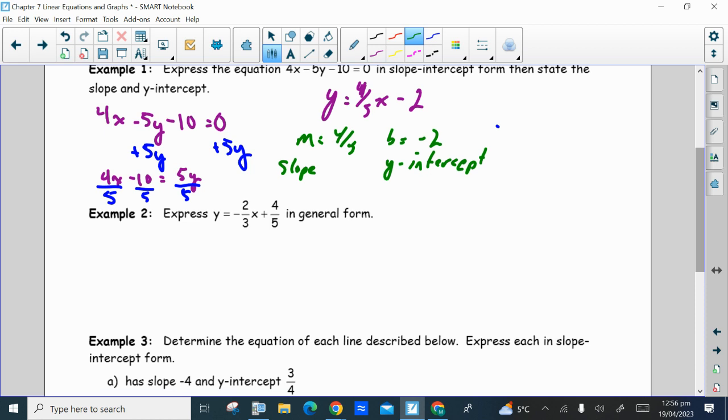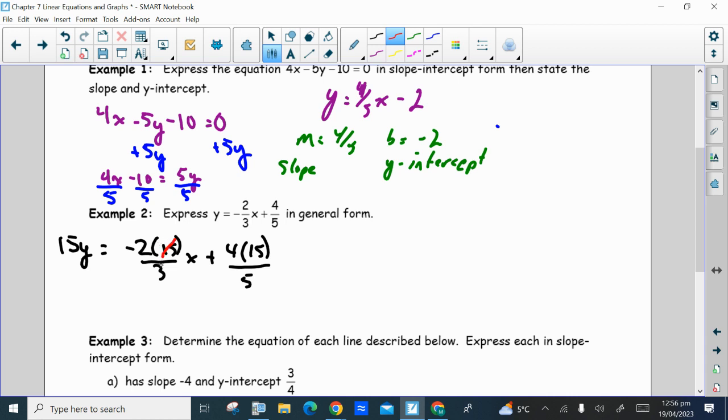Number 2, express that in general form. Remember, general form: no fractions or decimals, everything on one side equal to 0 on the other, and the x term should be positive. I'm going to start by getting rid of my denominator by multiplying all three terms by the common denominator, which would be 15. So the y gets multiplied by 15. The negative 2 over 3x gets multiplied by 15. And the 4/5 gets multiplied by 15. And the reason we do this is because you can get rid of the denominators.